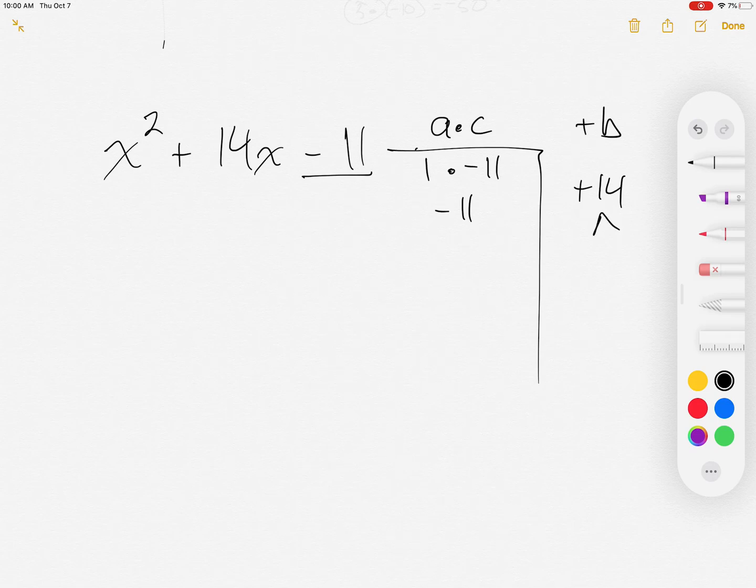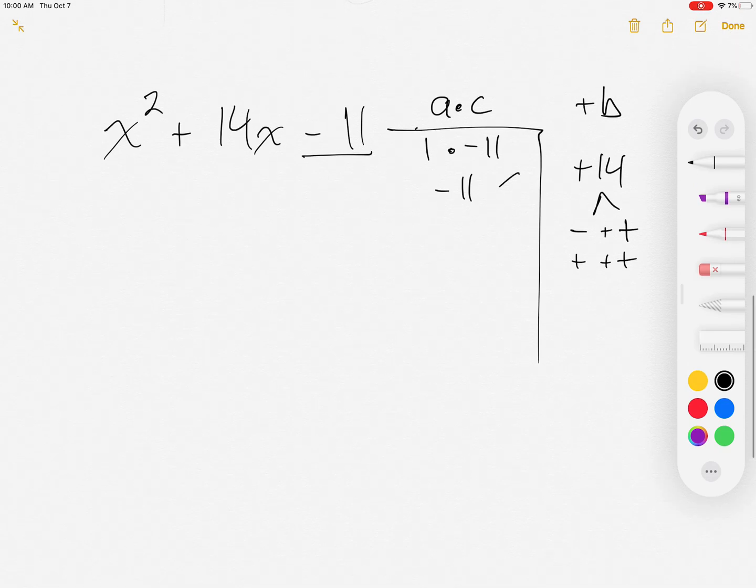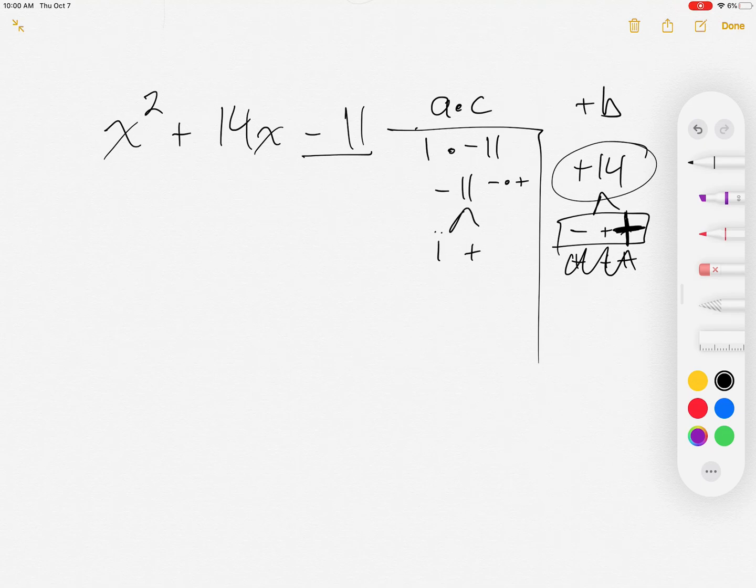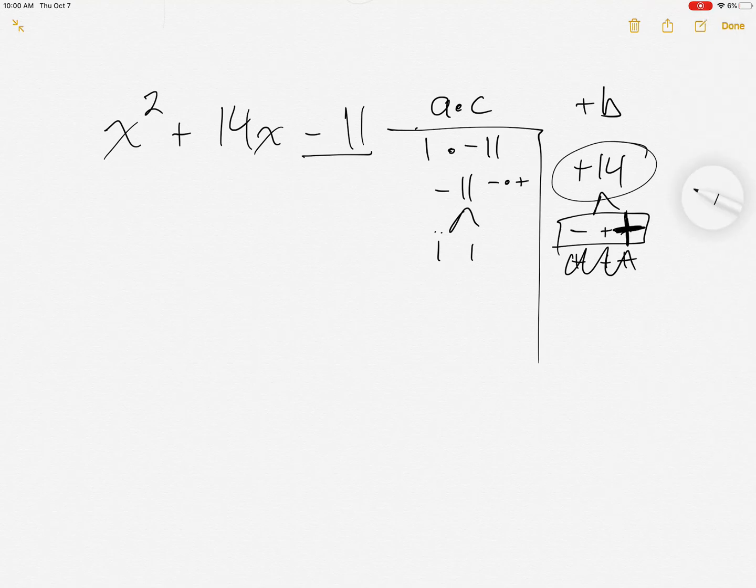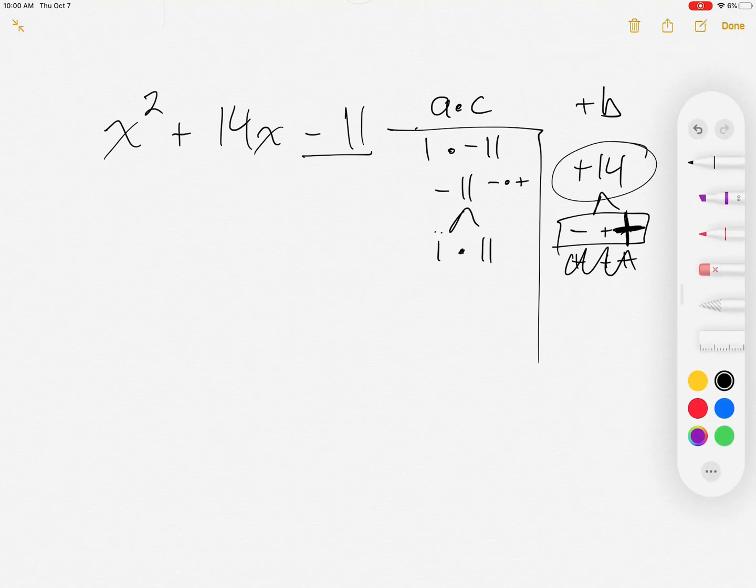So to make a positive, again, I have a negative plus a bigger positive, or I have a positive plus a positive. But can I use positive and positive? No. Why? Because this over here is a negative. So in order to multiply to get a negative, I need a negative times a positive. All right? And which one is going to be the bigger? It has to be the positive, because I'm adding up to 14. So here my factors of 1 and 11 are 1 times 11. It's a prime number.